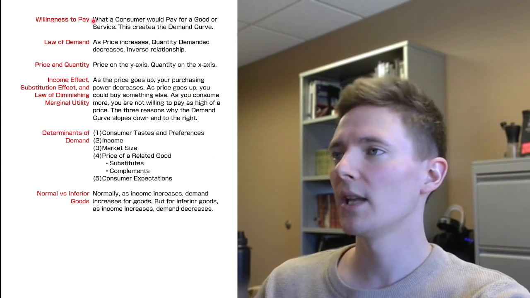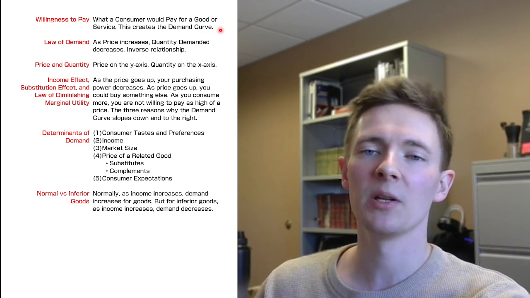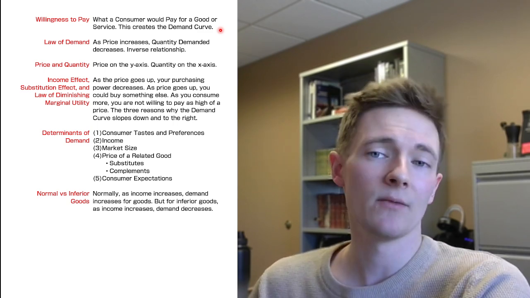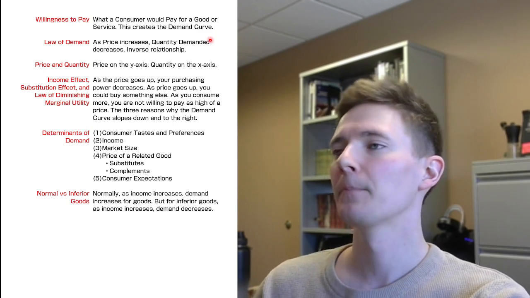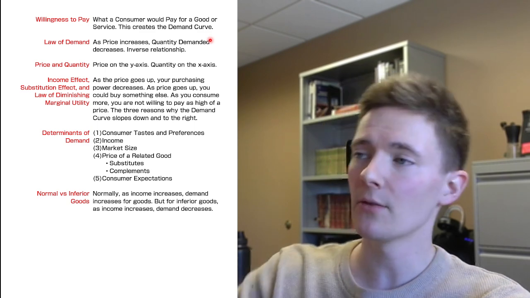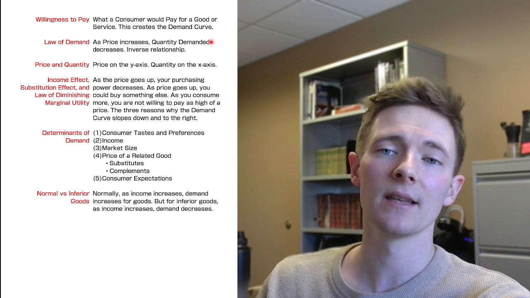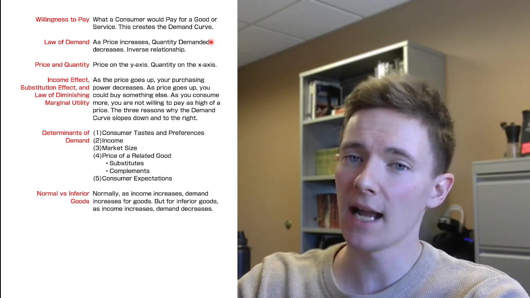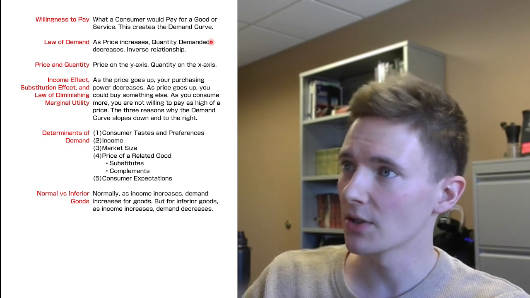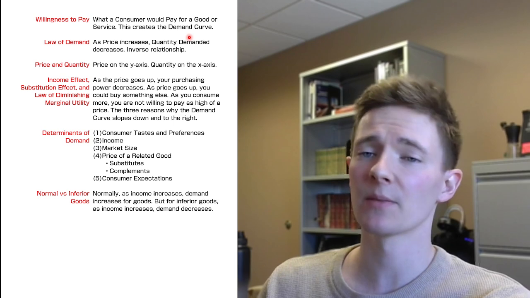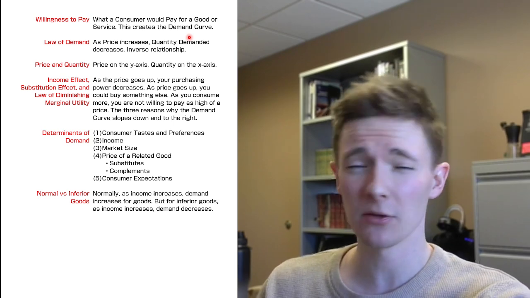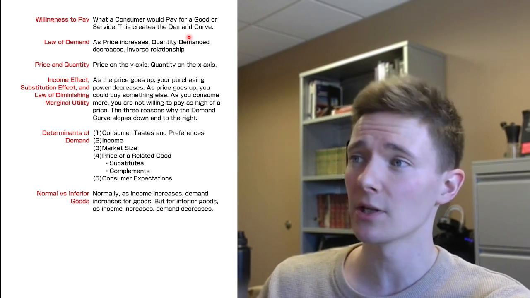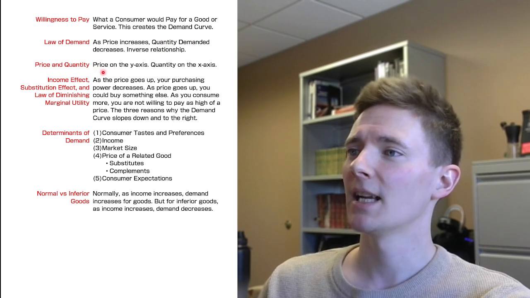So firstly, willingness to pay is the maximum that a consumer would be willing to pay for a good or service. This is what the demand curve is made up of. Now, the demand curve goes down and to the right, and the reason why it does that is because individuals don't want to purchase as much if the price is high, and if the price goes down, they want to purchase more. This is called the law of demand. As price increases, quantity decreases. As price decreases, quantity increases. There's an inverse relationship.